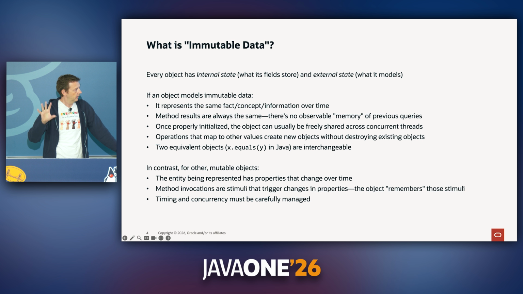In contrast, other mutable objects have memory; they represent properties that change over time. The methods are like stimuli that affect the configuration of the thing, and as its configuration changes, you can observe those changes. Timing and concurrency, therefore, must be carefully managed, because the sequence of events that affect the object affect its eventual state.